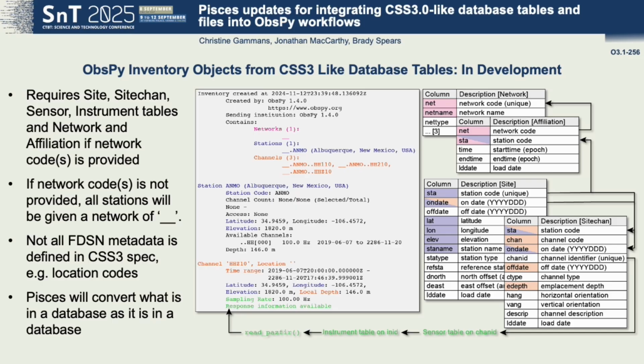Also, there are no location codes, as they are not contained in the CSS3 family of schemas. Pisces will convert what is in the database as it is in the database. Particularly, for example, around location codes, we at LANL often append the location code to the channel to get around that limitation, and as a result, this is how the location code will appear in the inventory object.